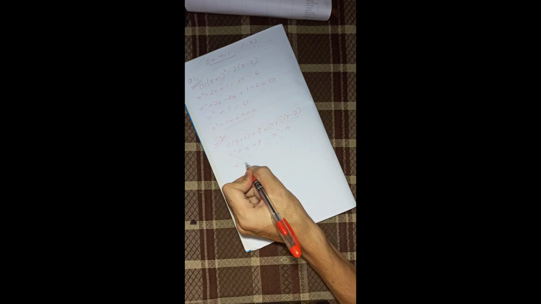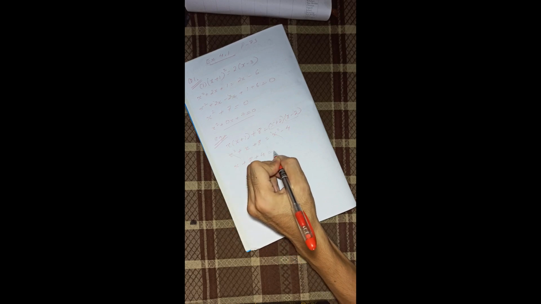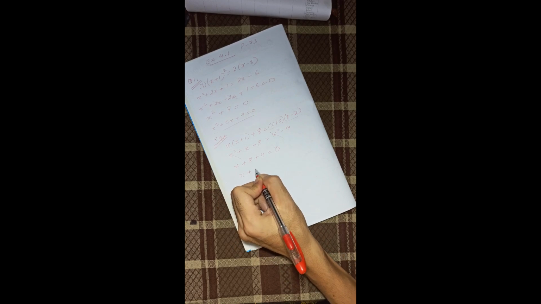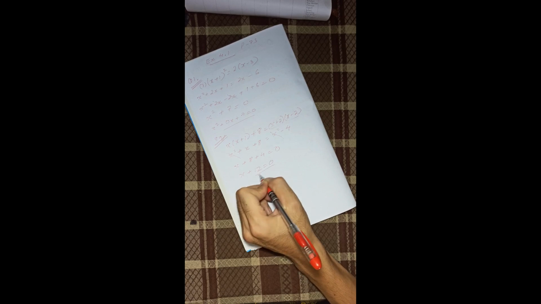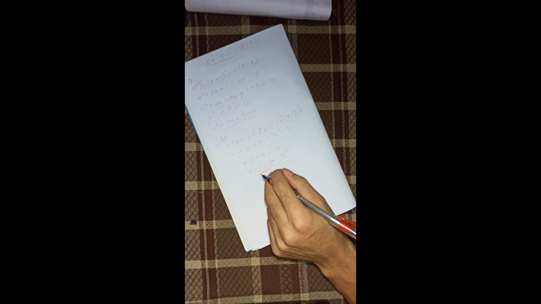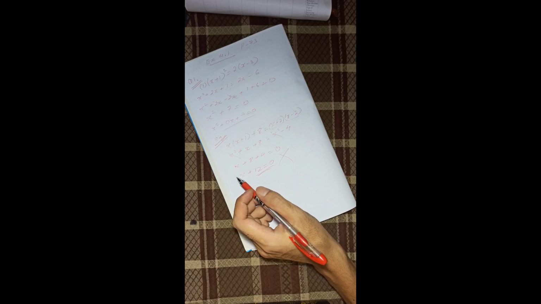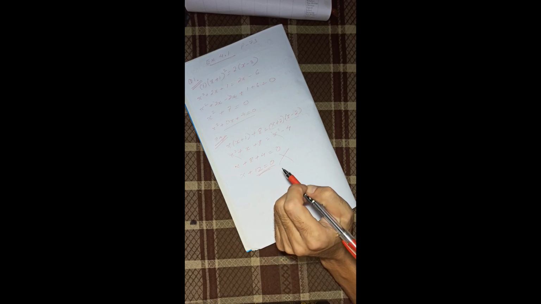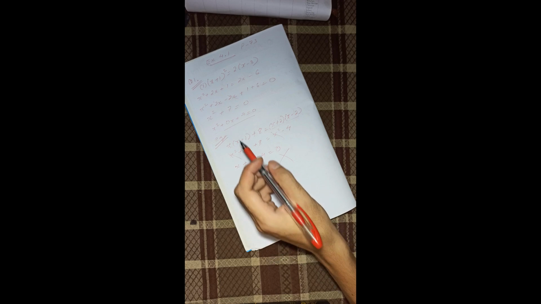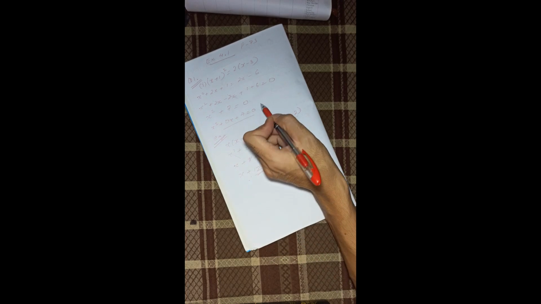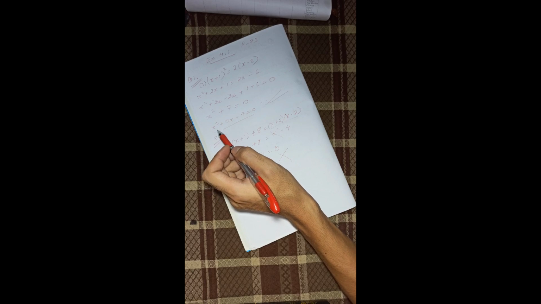Then we have here, this is not a quadratic equation because there is no value for x squared. Okay, so keep that in mind. In this case, this is a quadratic equation because it has x squared.